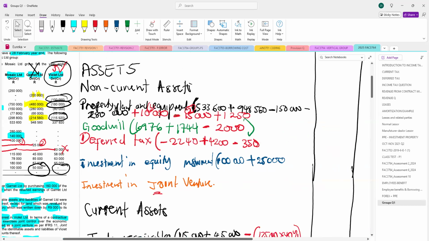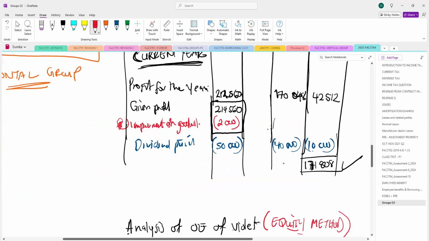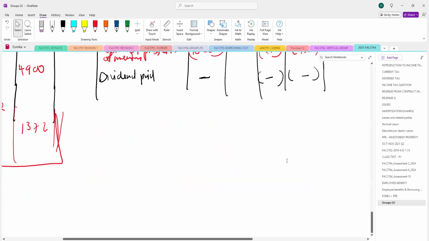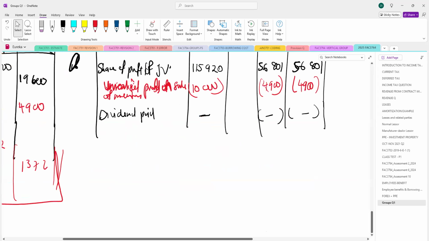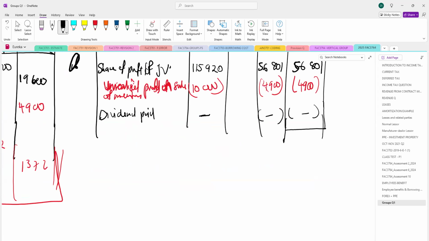So I'm coming here, I'm adding plus 1,372. That's what I'm actually doing. That is coming from that investment in joint venture aspect. That's why I say let's not close, because there could still be things that will affect other accounts. At this point in time, guys, we are done because we have done everything that affects this column. This is the column of investment in joint venture. So I'm going to get the total of this column and then we're done.